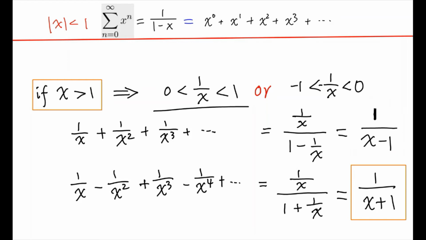What if we have this over here though? So we have 1 divided by x minus 1 divided by x squared plus 1 divided by x to the third, and you get the point. Now this over here is going to be equal to 1 divided by x divided by 1 plus 1 divided by x, which is going to be equal to this over here, 1 divided by x plus 1. And we're going to be needing this in our next problem.